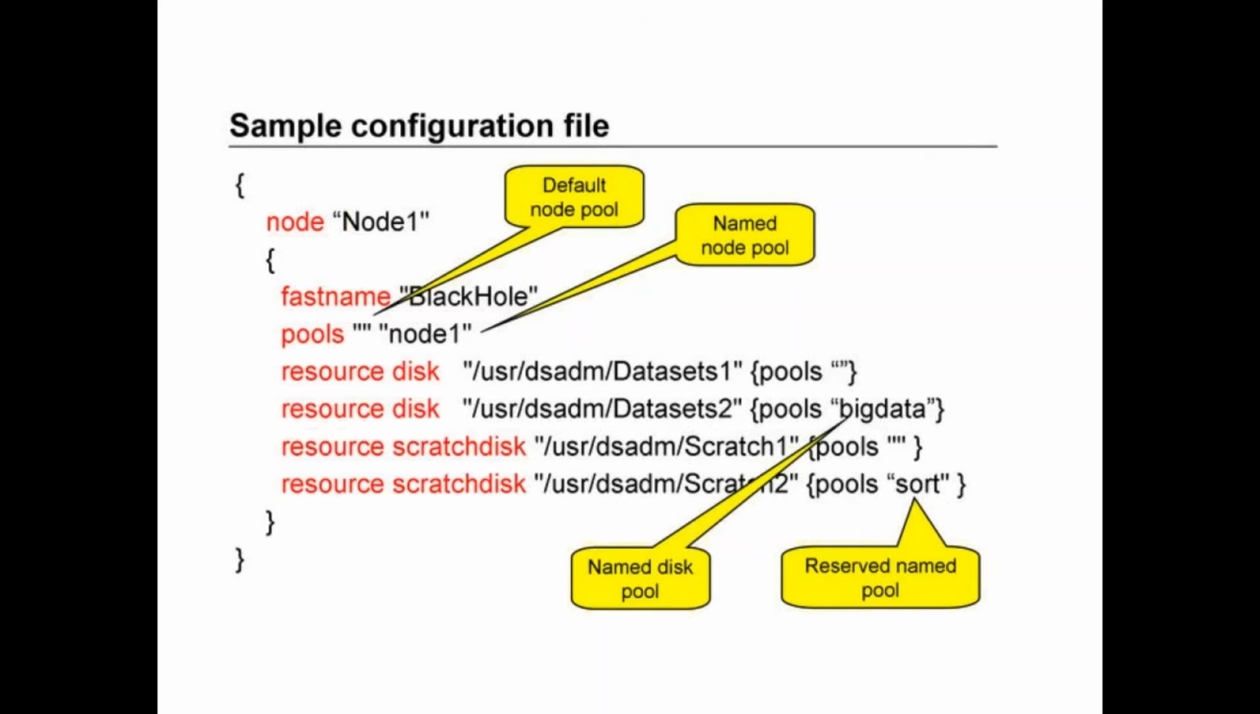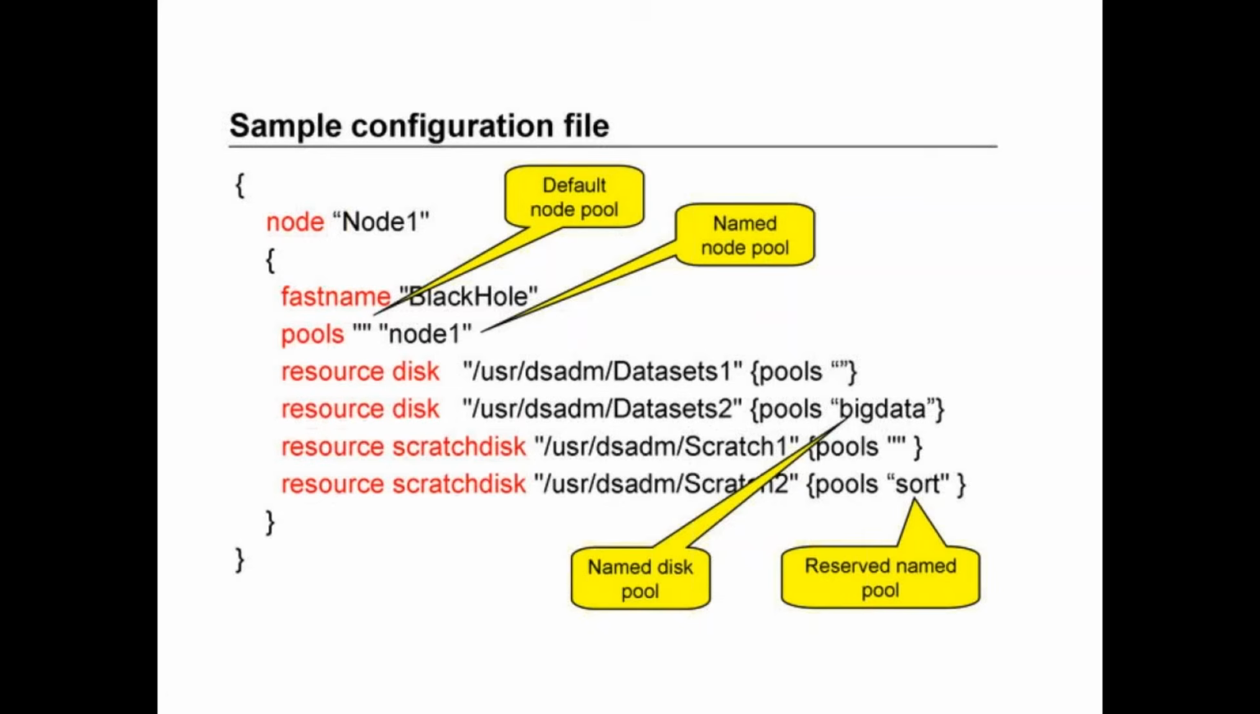Then it belongs to pools. Now I'm just telling the configuration file that node 1 belongs to how many pools. By default, if I write an empty string, that means it belongs to the default node pool. And then I specify a particular pool that it belongs to. It's a named node pool. So I've created a specific node pool, I'm calling it node 1. Then what is the resource disk that is allocated to this node? There are two locations for the resource disk, which is the hard disk. So it's datasets 1, datasets 2.